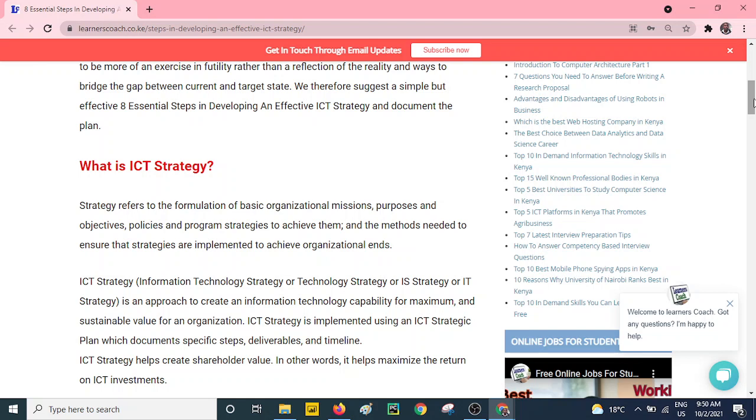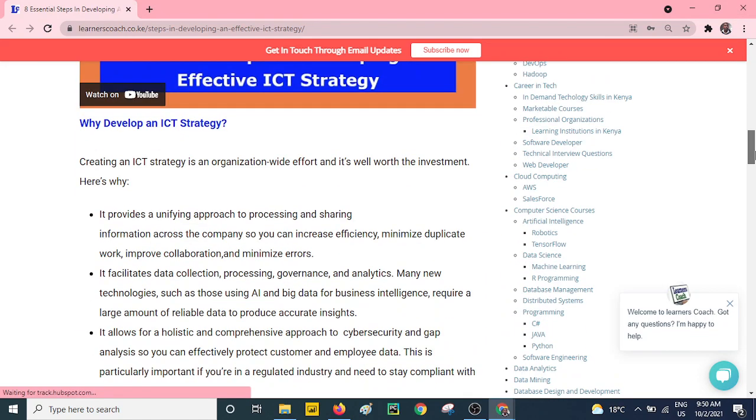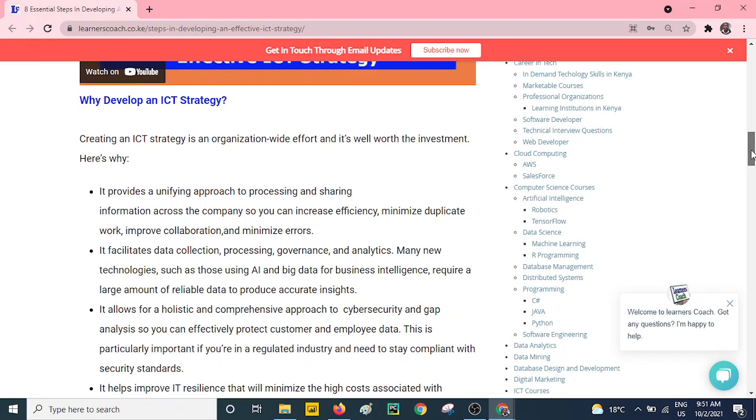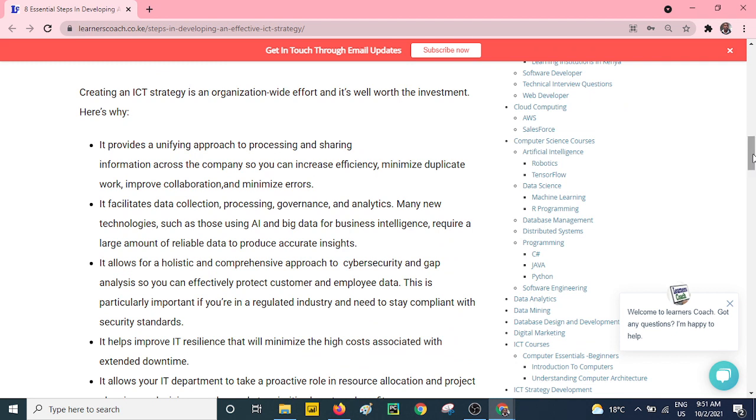So if you want to implement a good strategy, you must have some kind of ICT or IT strategy plan which is going to give you some guidance. So let's first of all understand why we need to develop an ICT strategy. Of course, number one is to provide a unifying approach to processing and sharing information across the company, so you can increase efficiency and effectiveness. You can also minimize duplication, improve collaboration, and minimize errors.